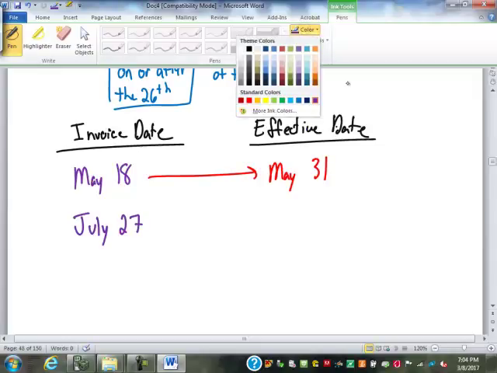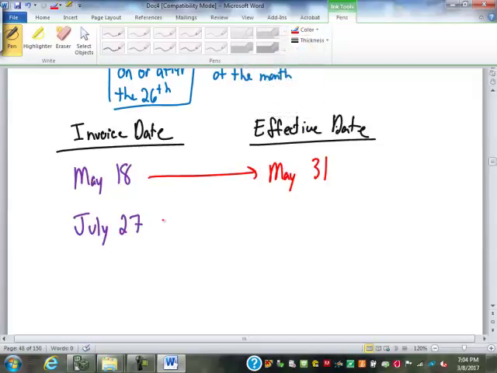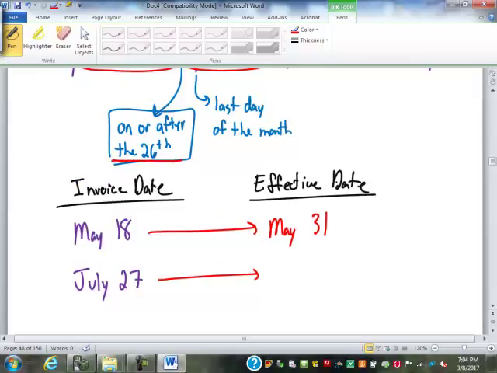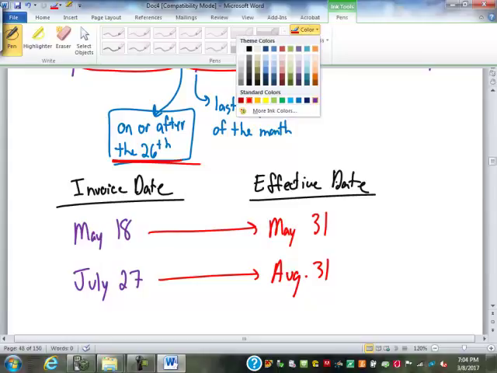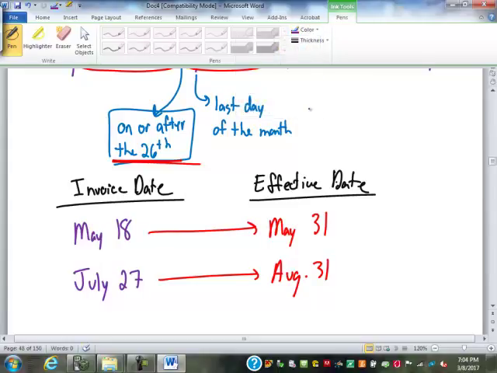If the actual invoice date is July 27th, what will the effective invoice date be? July 31st. Careful. It's going to be really tempting to say July 31st. The problem is it's after the 26th. That does not make it into the July batch. It ends up in the August batch, so the effective date is August 31st. That's the one that catches everybody.